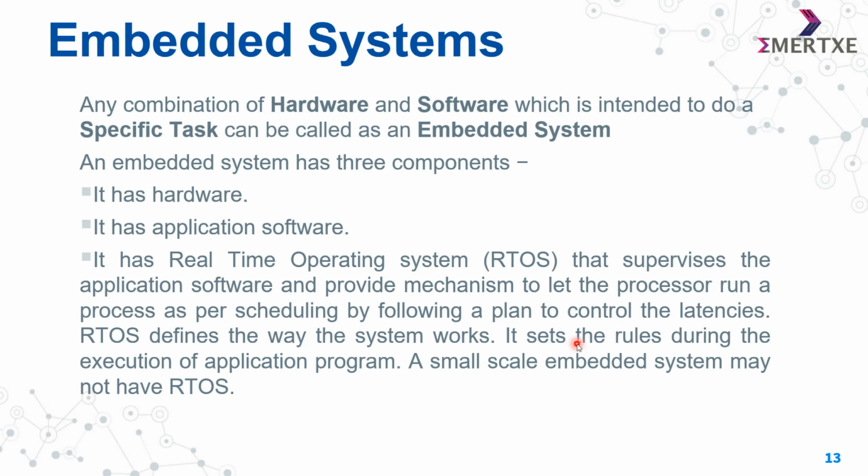So moving further, then I will learn about the embedded system. Embedded systems are basically a combination of hardware and software which are intended to do some specific tasks. So an embedded system can have three basic components. These are the hardware, then application software, then the real-time operating system. The real-time operating system makes the interaction between the hardware and the software and provides the graphical user interface environment.